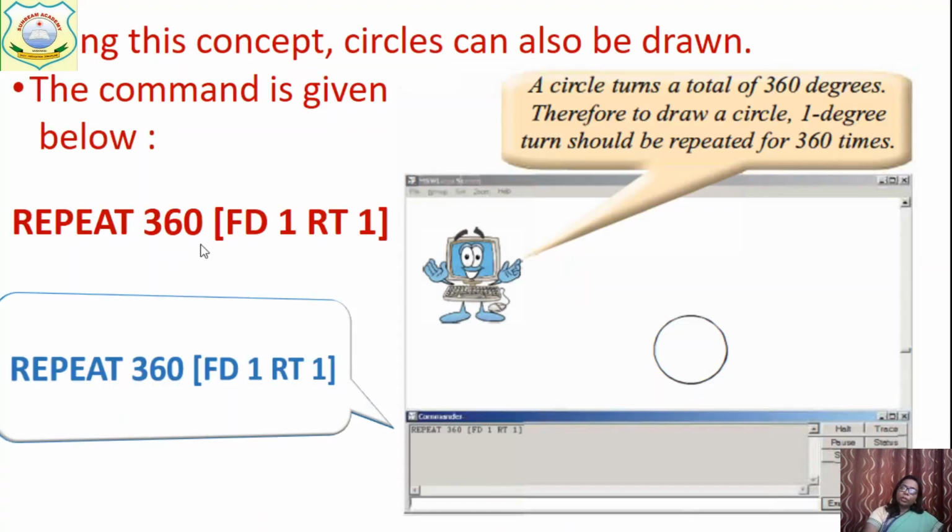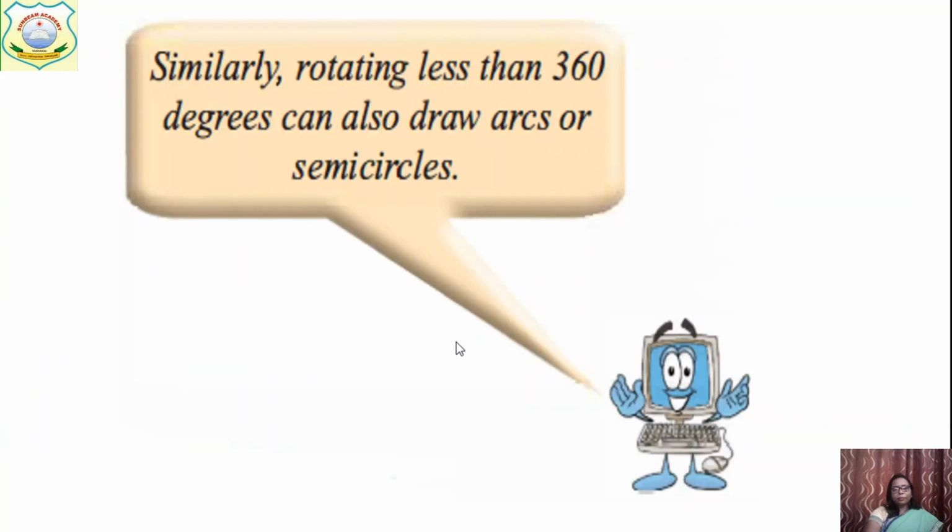So how many sides do we consider? 360. Repeat 360. What command are we going to repeat? FD 1 and RT 1. In the same way, we can reduce the 360 degrees and draw other arcs also.